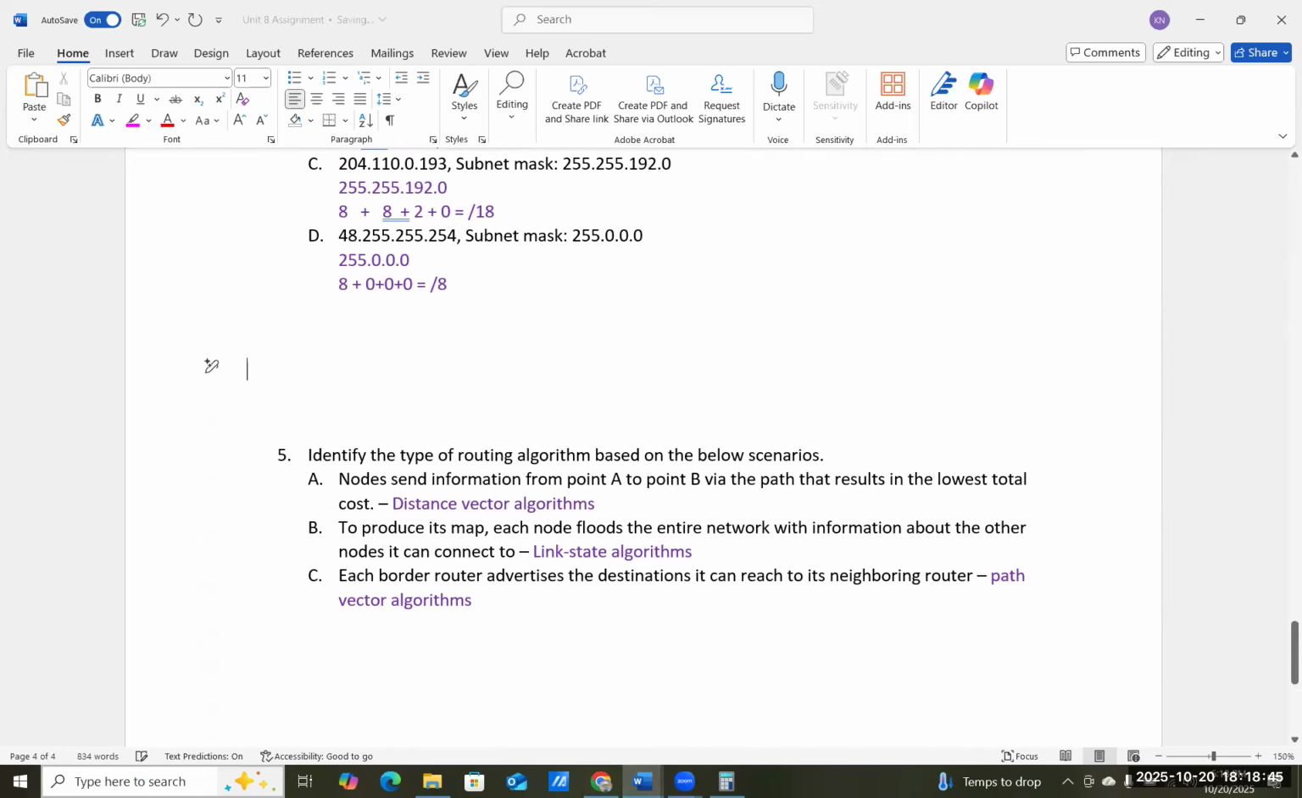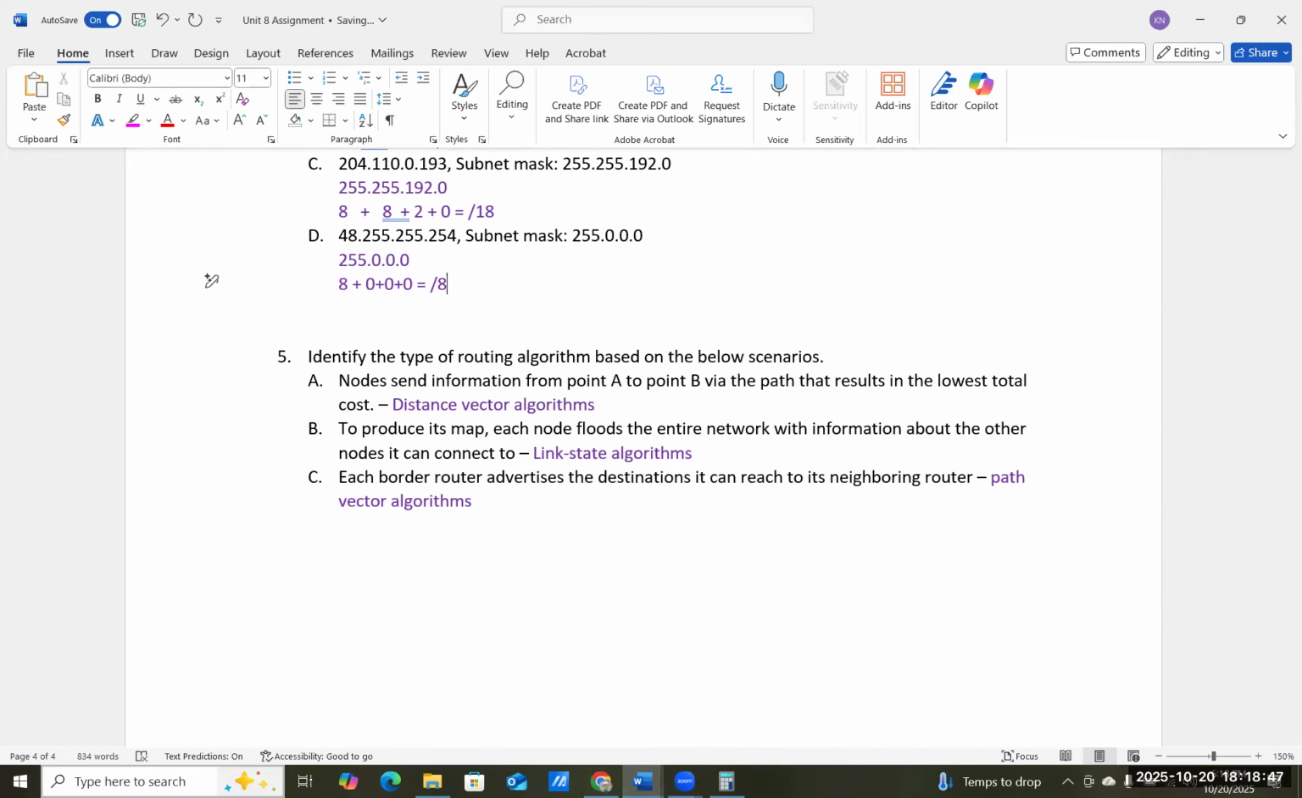So let's talk about algorithms for routers. There are 5 types of routing algorithm based on the scenarios below. Nodes send information from point A to point B via the path that results in the lowest total cost. We just talked about this. From home to work, if I go this way, it's going to be less total miles. So that's going to be your distance vector algorithm. The total number of miles is the least.